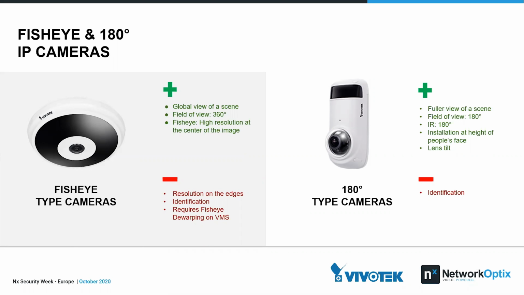On the right, a different type of form factor, which is here 180 degrees. The idea is this one is wall mounted. So you put it on the wall and you get 180 degrees of a scene, a full view without dead angle. That's the main purpose of this camera.